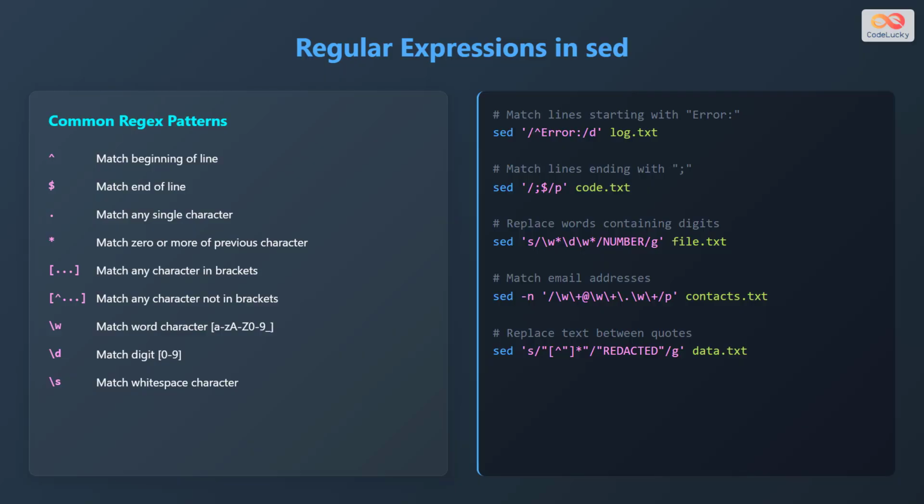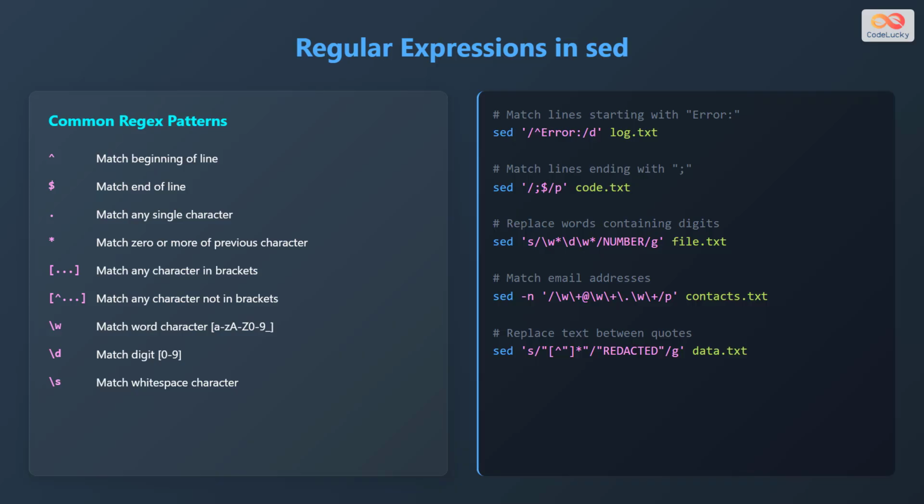Let's integrate regular expressions into sed to perform more advanced pattern matching. Some common regex patterns include caret to match the beginning of a line, dollar to match the end of a line, dot to match any single character, asterisk to match 0 or more of the preceding character, brackets to match any character within the brackets, caret inside brackets to match any character not in the brackets, \w to match a word character, which includes letters, numbers, and underscores, \d to match a digit, and \s to match a whitespace character.